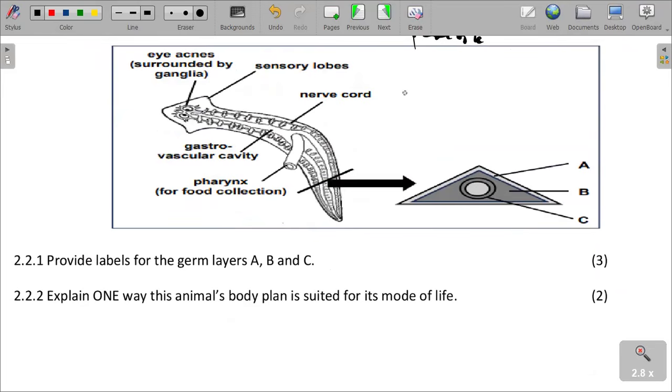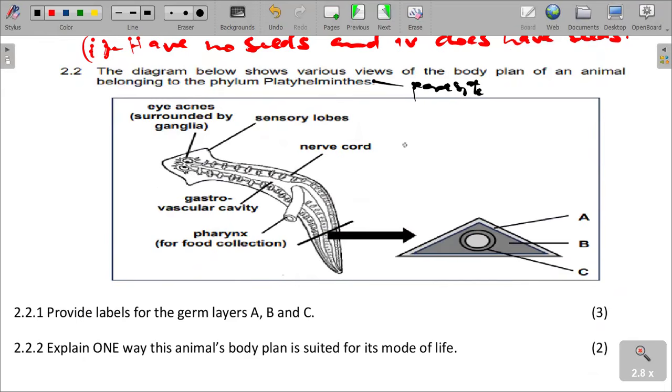So now we are asked about the nerve cord, which is surrounded by the ganglia. I guess you have seen this again. You shall see it as we go to evolution, in terms of the similarities of organisms and so forth.